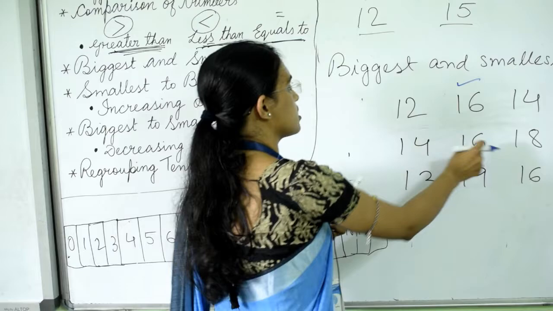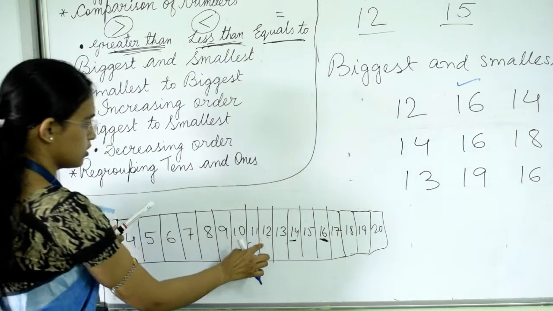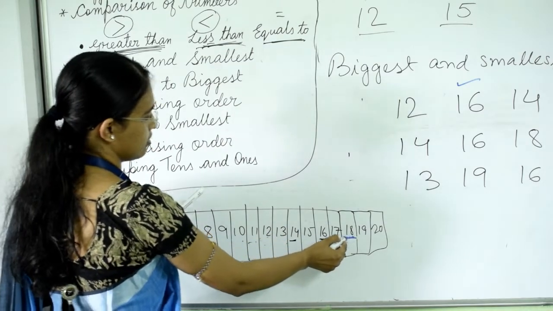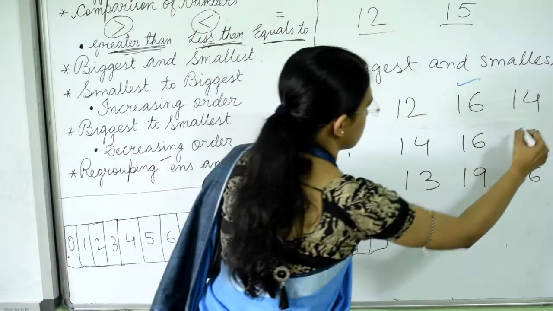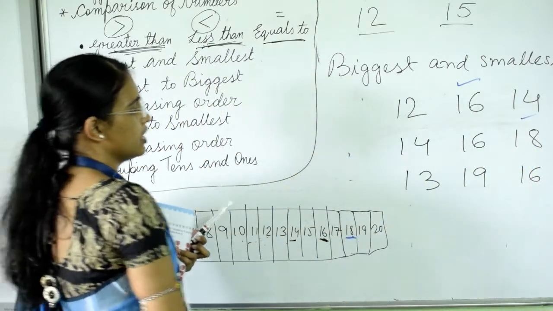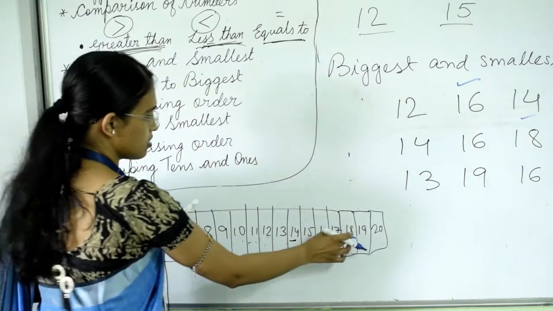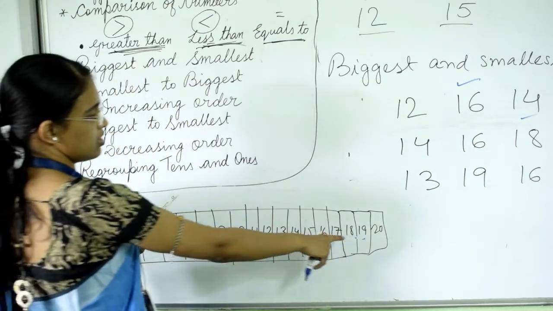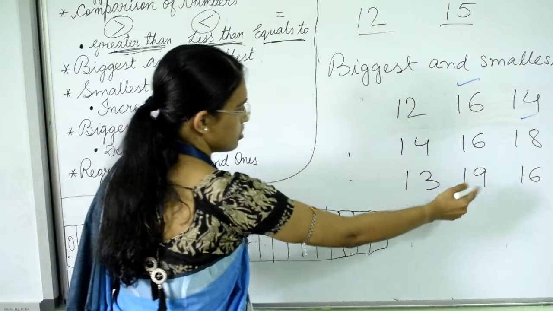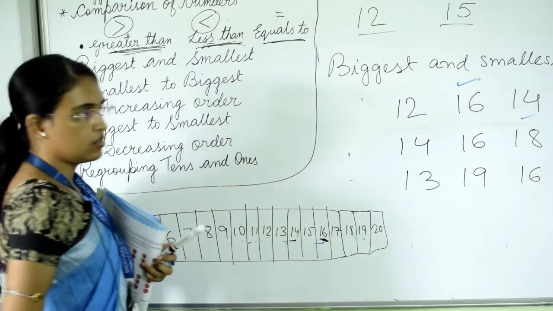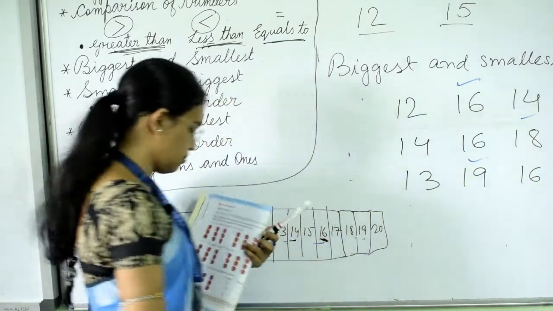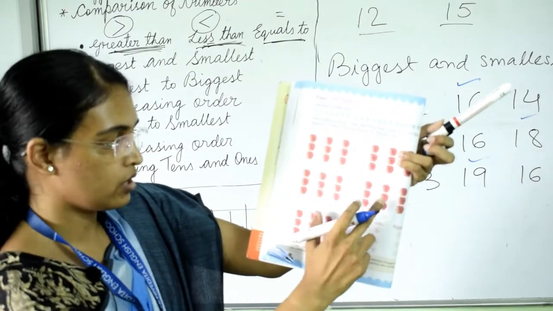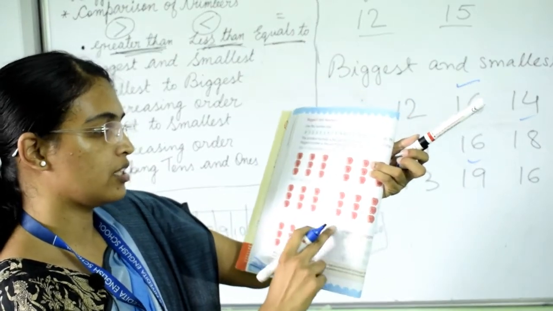Okay. Then 14, 16, 18. Which is far away from 0? 18, because it comes last, right? So 18 is the biggest number. Then 13, 19, 16, which comes last? 13 is here, 16 is here and 19 is here. So the last number is 19 among these 3 numbers, and it is far away from 0. So that means 19 is the biggest number. So in this way do the next part. Okay, this is your homework. Now we will do this one. Find and write the smallest and the biggest number.